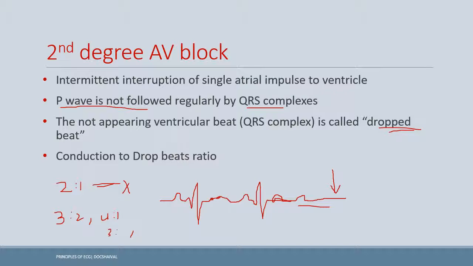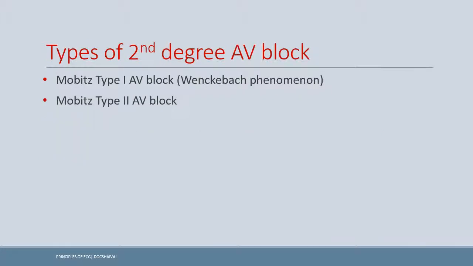Okay, now let's see the types of the second degree AV block. There are two more types: 2:1 type and the high grade AV block type. But for our purposes, we must understand the Mobitz Type I first and Mobitz Type II. In the Type 1 block, we have something called Wenckebach phenomenon, and Type 2 block is the atypical one. We are going to see both of them now.